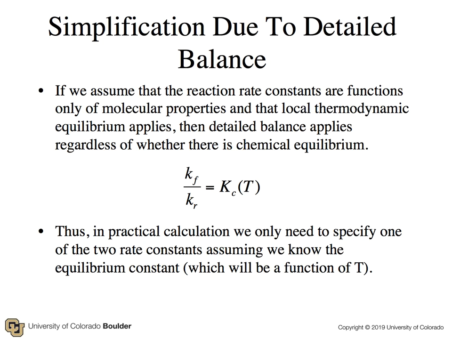If you have a particular reaction and it's easier to study in one direction than the other, you study it in that direction and then you use detailed balance to get the reverse rate. And also in computer codes, virtually all the computer codes that are out there, you only have to provide the rate constant information for one direction, and then they use detailed balance to get the other direction.